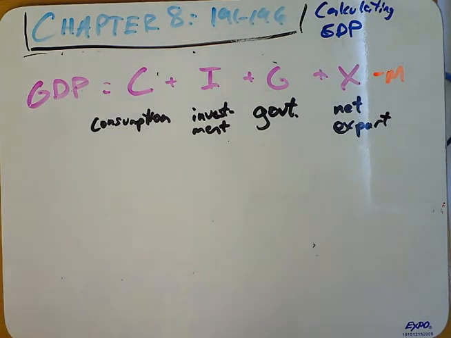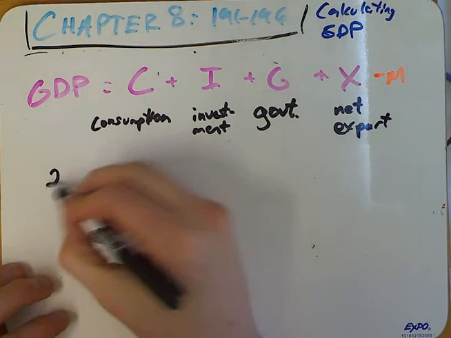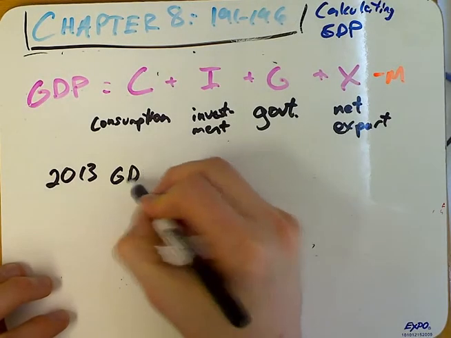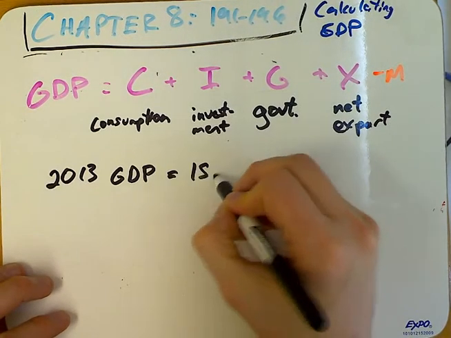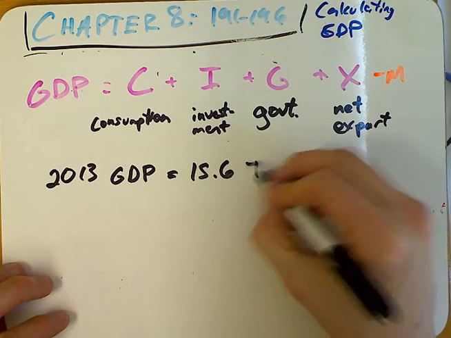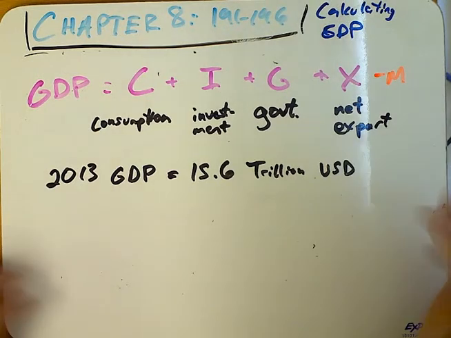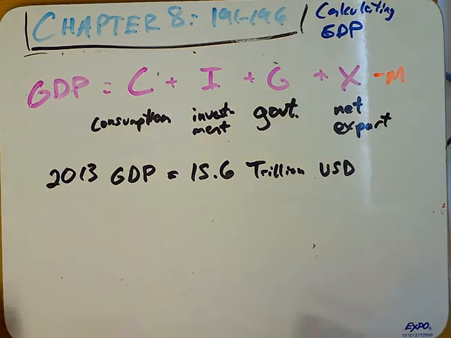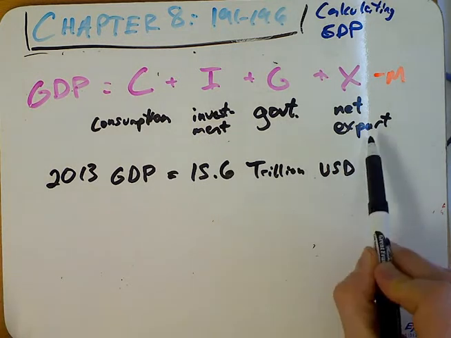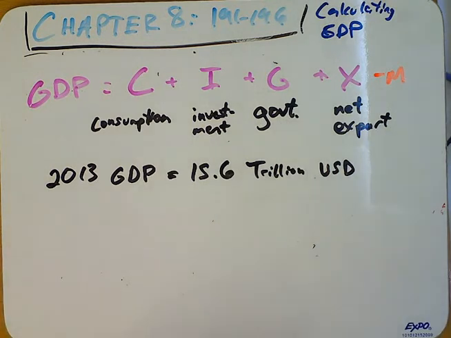So what is U.S. GDP? Now you could go look up your own figure. I'm making this on February 10th, 2014. And in 2013, GDP was $15.6 trillion. It means in the year 2013, we consumed, invested, government spent, and we net exported $15.6 trillion. That's a huge figure. That's the largest economy in the world, the largest economy in the world ever.